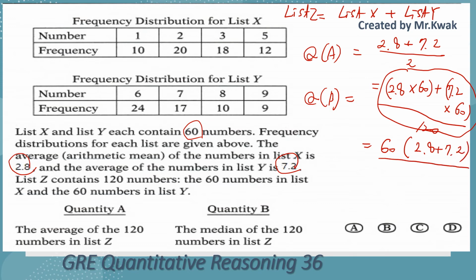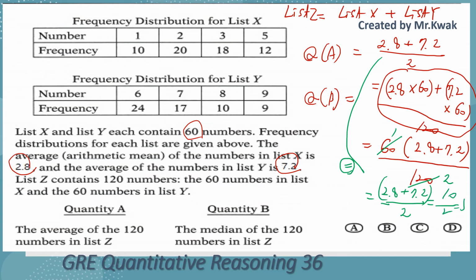Parenthesis closed. And then divided by 120. Is that correct? Yes, right. Then we can cancel the 60 and 120 into 1 and 2. So that's why the equation is the same as the above one: 2.8 plus 7.2 divided by 2. So it's the same, guys. Did you get it? Yes, right. It's not that difficult, but it's very important to understand. So anyway, quantity A is 5.